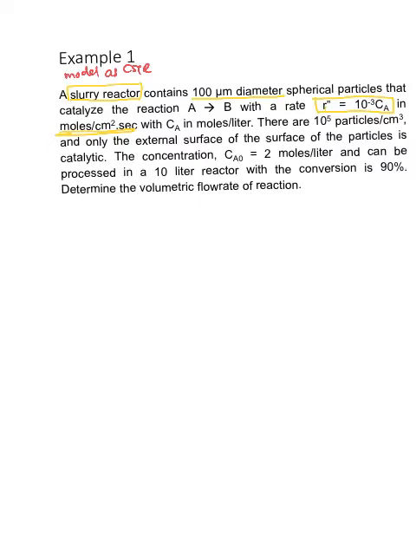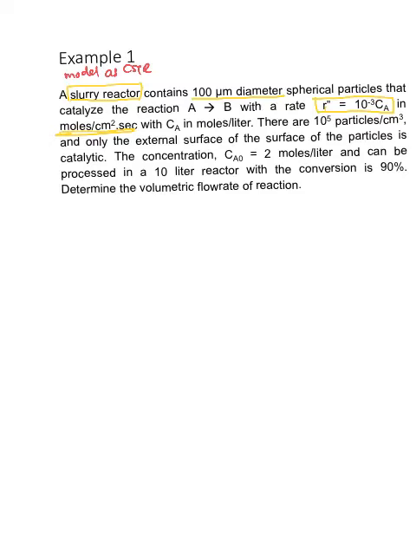There are 10 power of 5 particles per centimeter cube. So it means the total particles of catalyst that occupy the reactor is 10 power of 5. And only the external surface of the particles is catalytic. Meaning that the active surface of catalyst is only at the surface. Therefore, the reaction only occurs on the external surface of the catalyst. Okay, that is the meaning of that sentence.